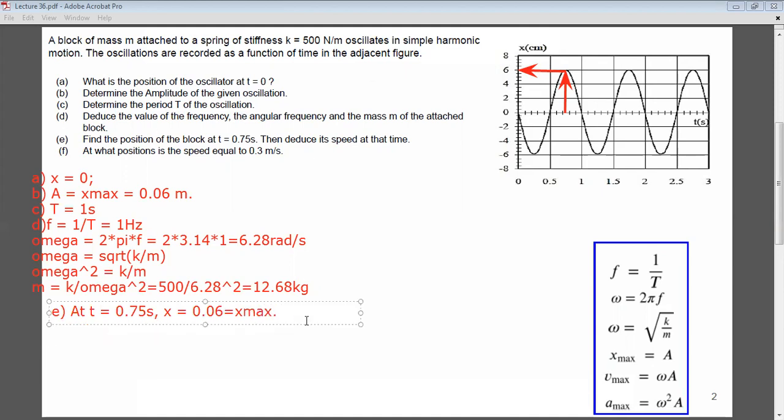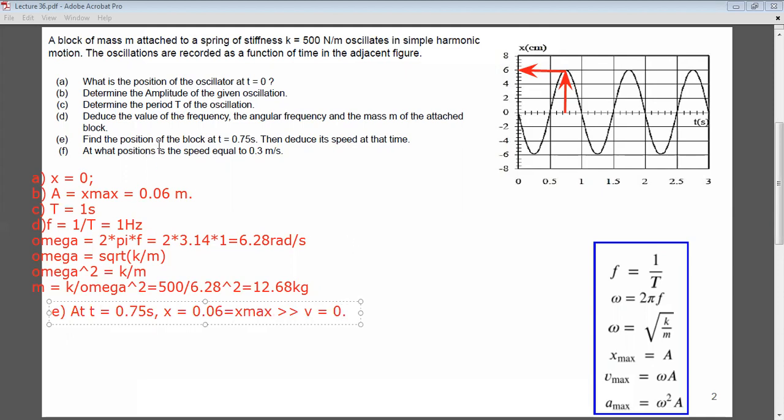And deduce its speed at that time. So since it's at maximum, this implies v is equal to 0. We have to remember these things. At x maximum, the mass will stop and go back. So v will be equal to 0.